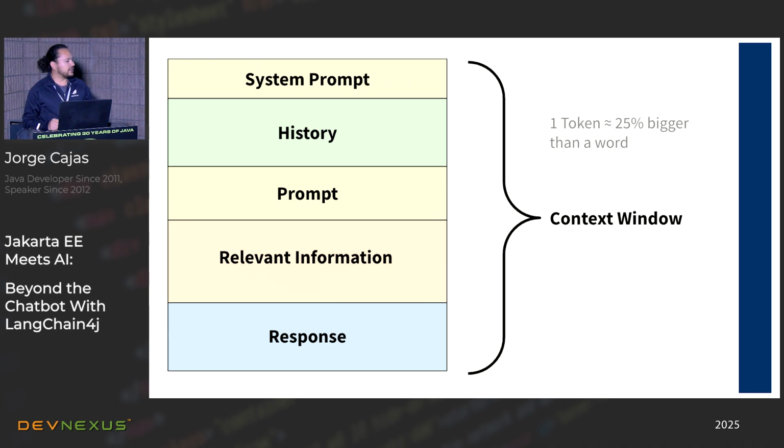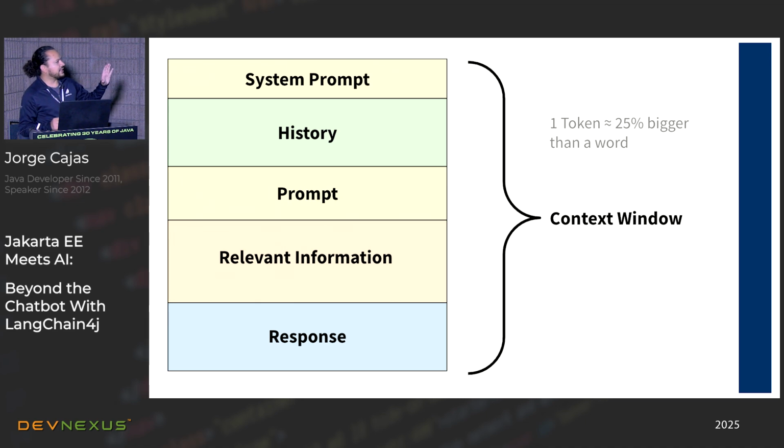Then we have the relevant information. Anyone knows what is the RAG system? Yeah. So basically, with RAG, we add some relevant information. Maybe it's about your business rules, maybe it's about some context, or maybe it's about some extra information that we need to give the LLM, so the LLM does not hallucinate or doesn't invent answers just because it needs to answer something. And finally, we have the response.